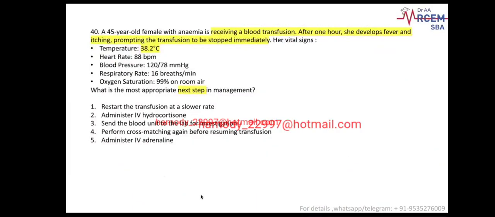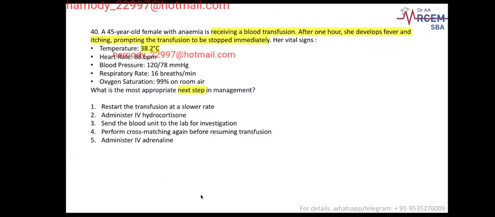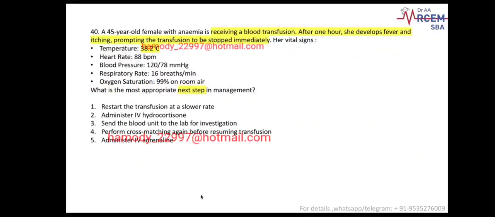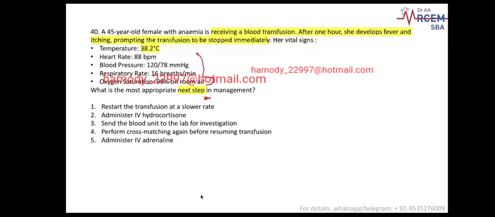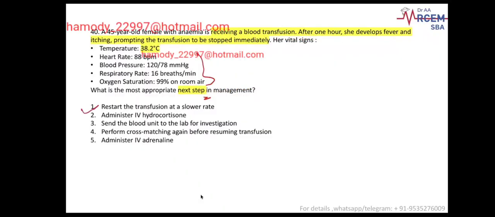A 45 years old receiving a blood transfusion, after 1 hour, she develops fever and itching, prompting the transfusion to be stopped immediately. The temperature is 38.2 degrees Celsius. Rest of the parameters are normal. What is the next step? What are you thinking in this individual? They are asking the next step is to restart the transfusion at a slower rate.